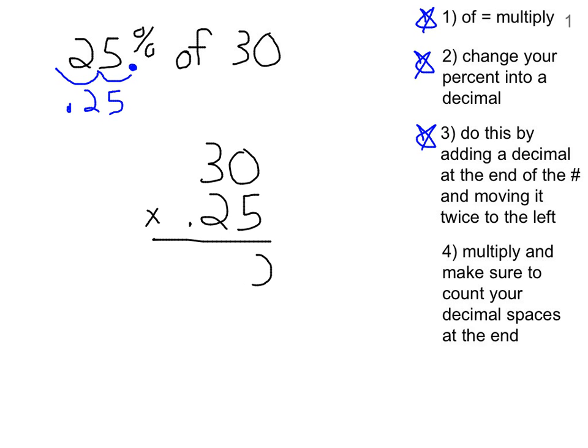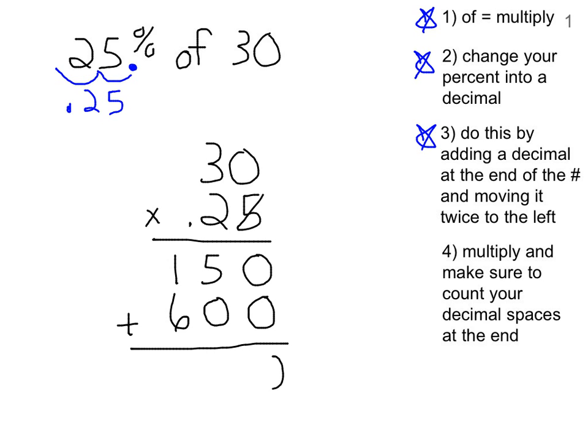5 times 0 is 0, and 5 times 3 is 15. I'm done with our 5. Put our placeholder. 2 times 0 is 0, and 2 times 3 is 6. Now all we have to do is add, and 0 plus 0 is 0, 5 plus 0 is 5, and 6 plus 1 is 7.